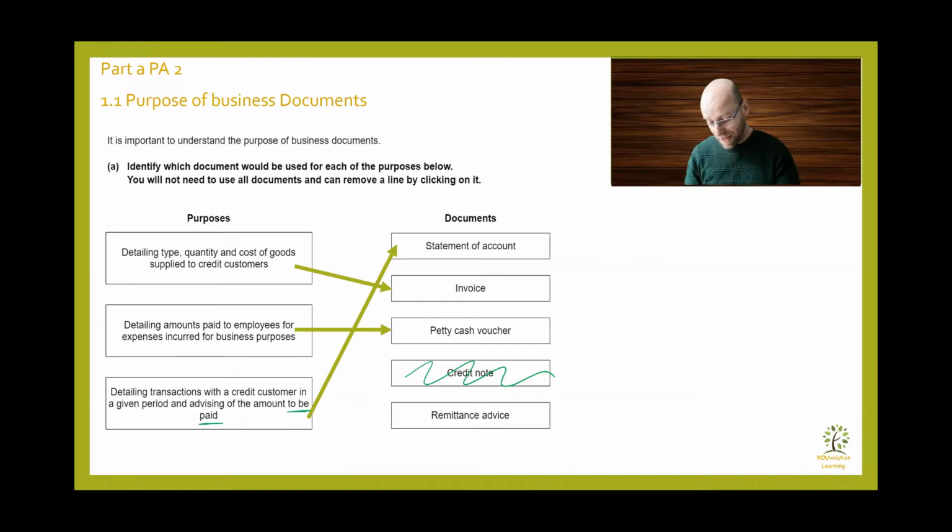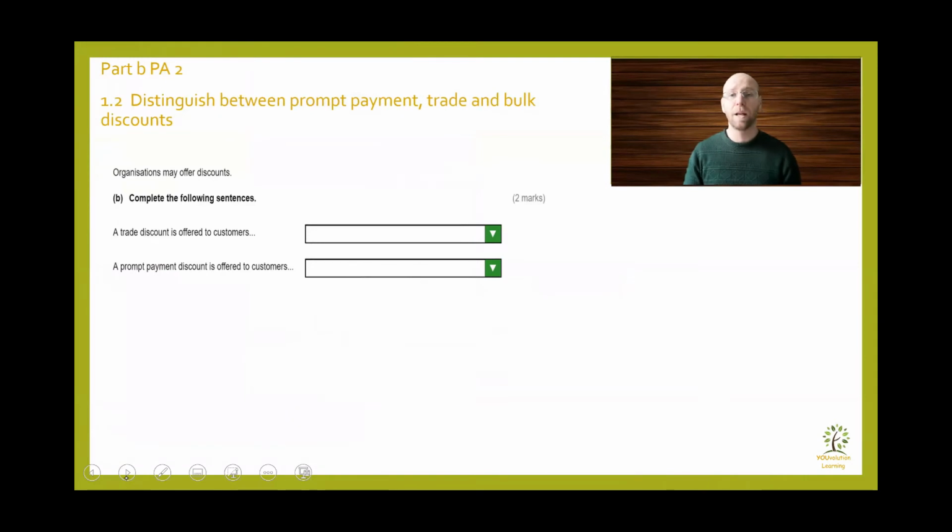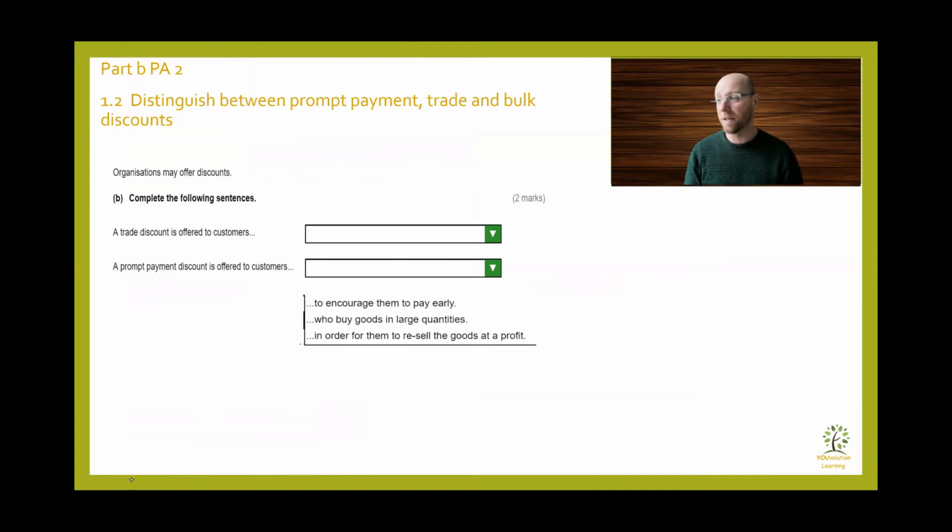Okay, so let's take a look now at part B. Now this one is looking at distinguishing between prompt payment, trade and bulk discounts. It's learning outcome 1.2. So the task says organizations may offer discounts. Complete the following sentences. Now the following sentences are: a trade discount is offered to customers, and the other one is a prompt payment discount is offered to customers. And then you've got a blank to fill in.